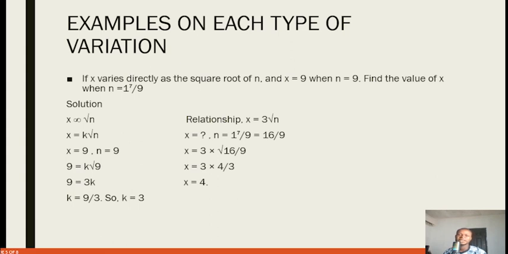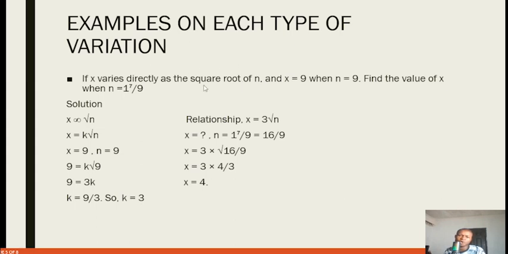If x varies directly as the square root of n, and x equals 9 when n equals 9, find the value of x when n equals 1 whole number 7 over 9. You see that the first two values were given, which is x equals 9 when n equals 9, and we still have to find the value of x when n equals 1 whole number 7 over 9. In this situation, the first two values are what we use to get the constant that we introduce, because we must be able to get the k before we can move further with the variation question. So here we have x varies directly as the square root of n.